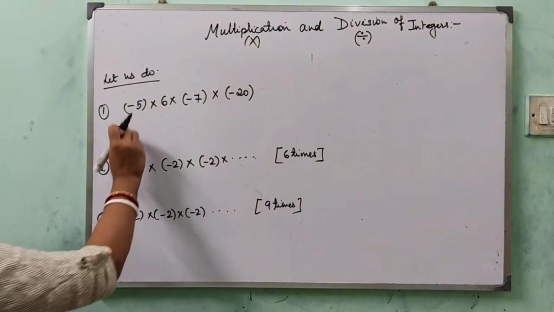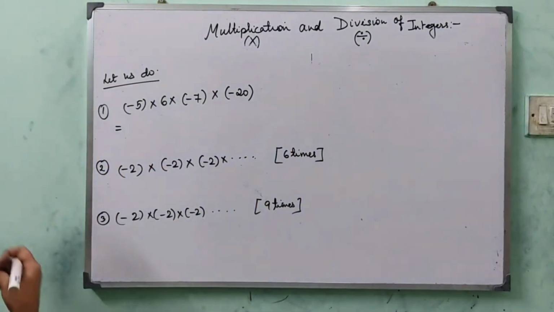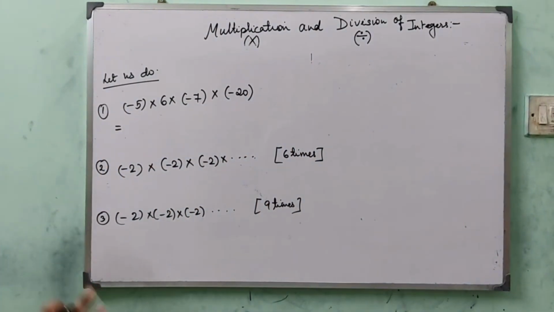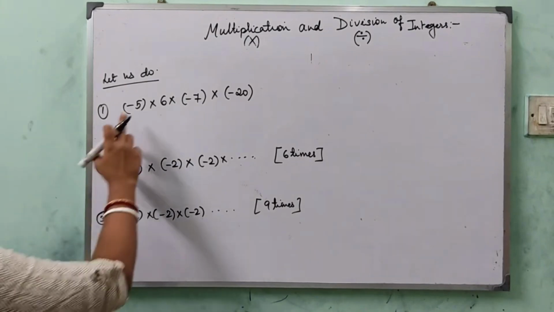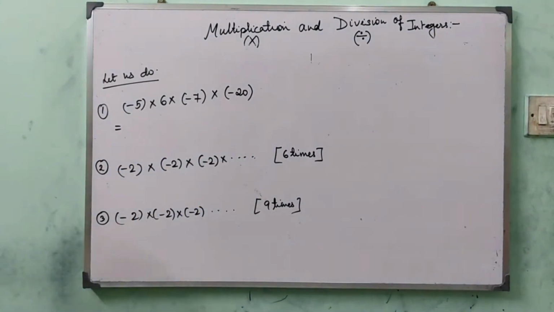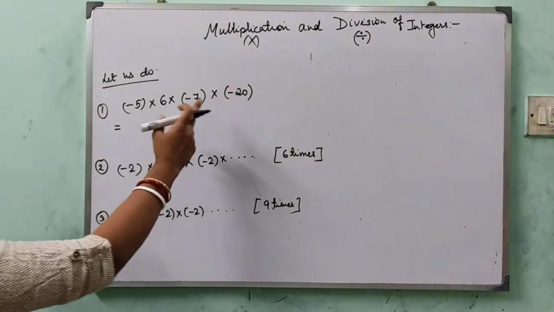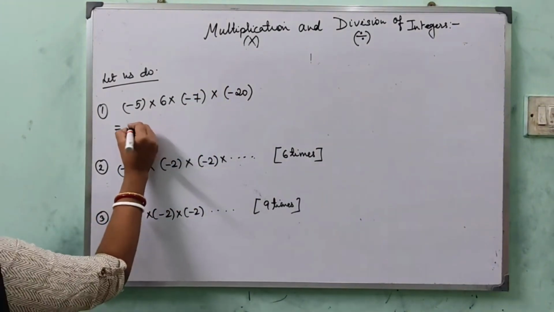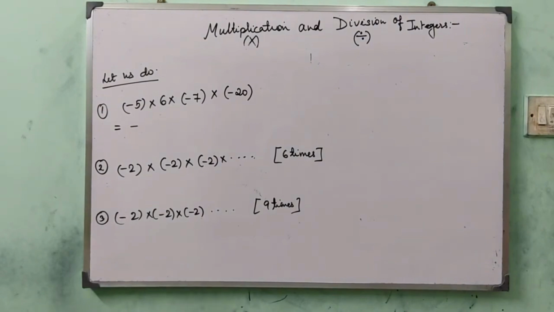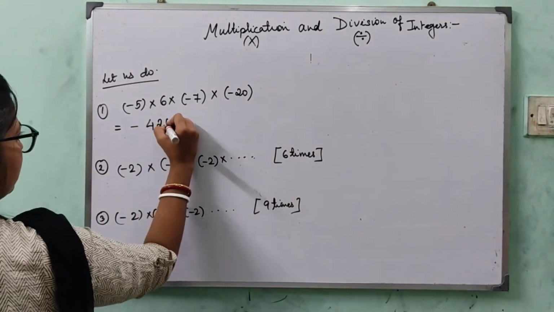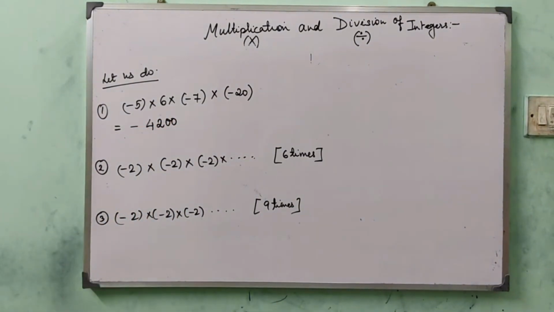Okay, so whenever you see sums like this, positive numbers will not bring any changes in the product. It's the negative ones that will bring changes. So 1, 2, 3 negative terms are there. There are 3 negative integers involved, and 3 is an odd number. So the product will have a minus sign. The product will be minus 4200.